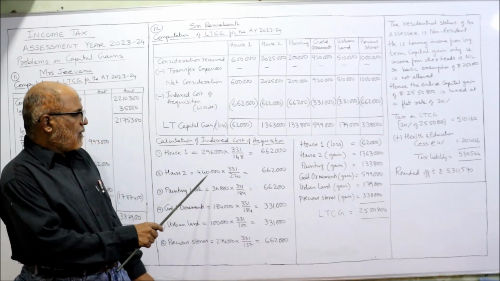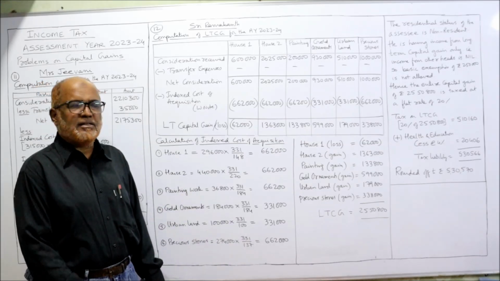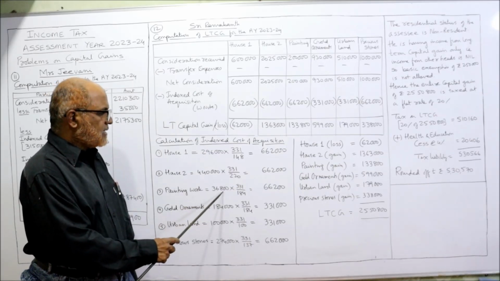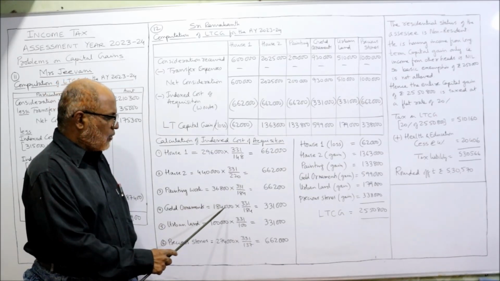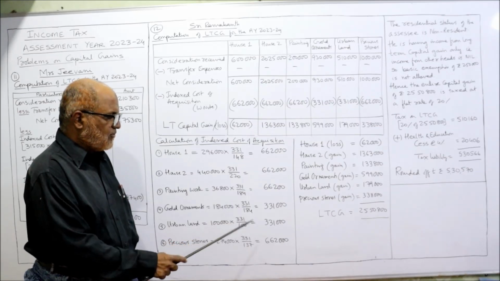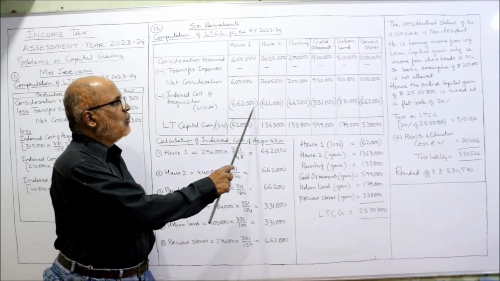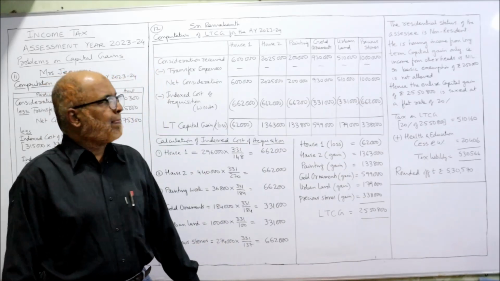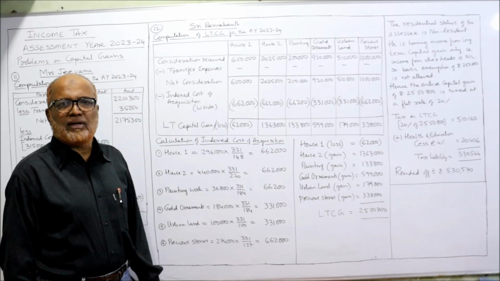House number 2, 4,40,000 is the purchase price into 331 by 220. Then 36,800 into 331 by 184, and 184,000 into 331 by 184. From all these calculations you will get the indexed cost of acquisition. Subtract all the indexed costs of acquisition.